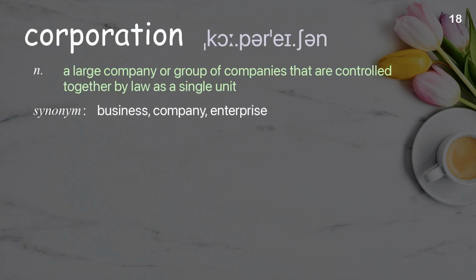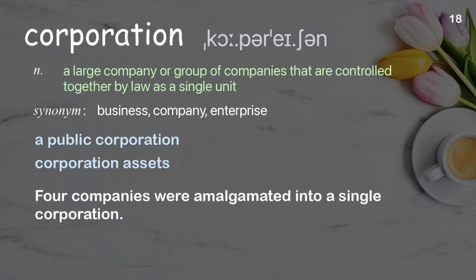Corporation. A large company or group of companies that are controlled together by law as a single unit. Examples: A public corporation. Corporation assets. 4 companies were amalgamated into a single corporation.